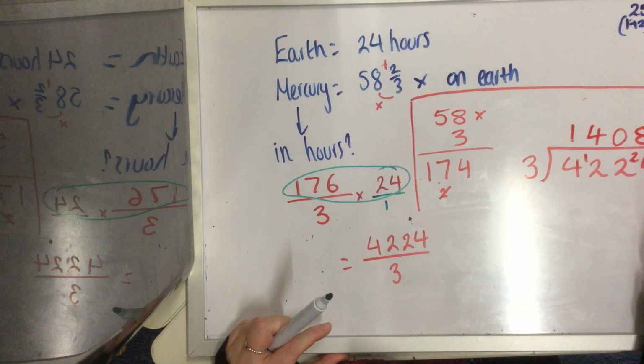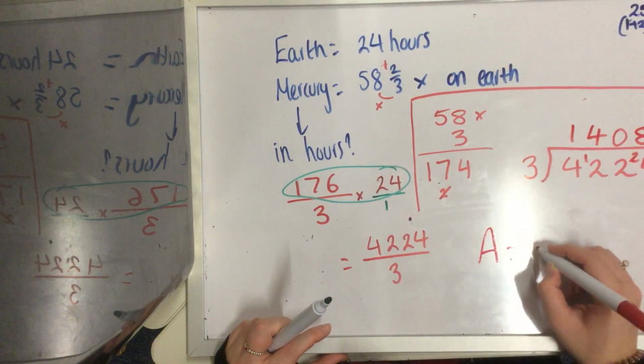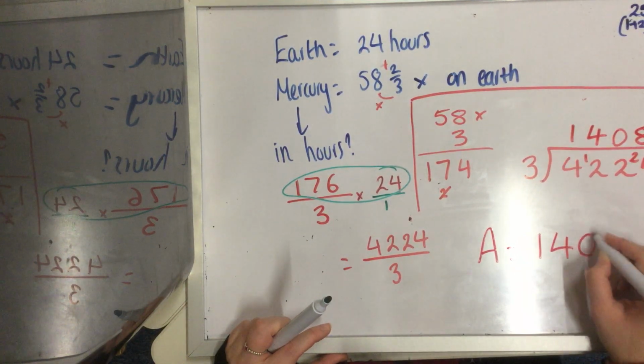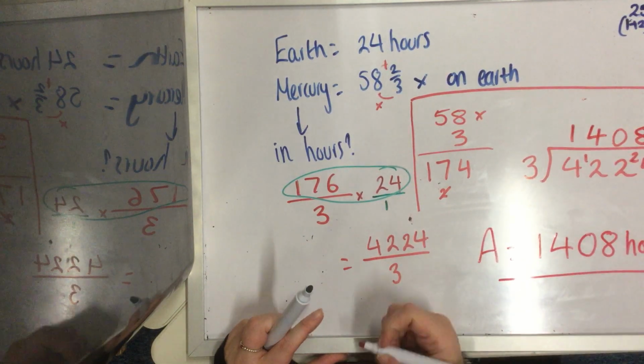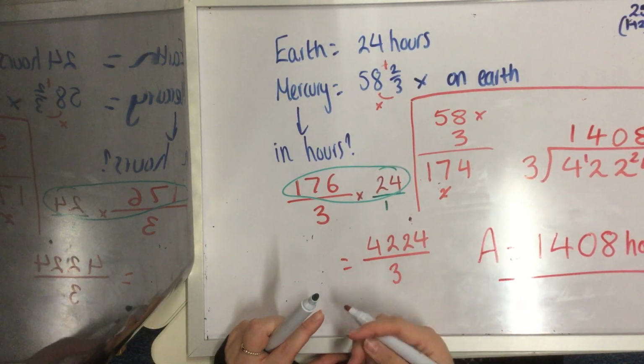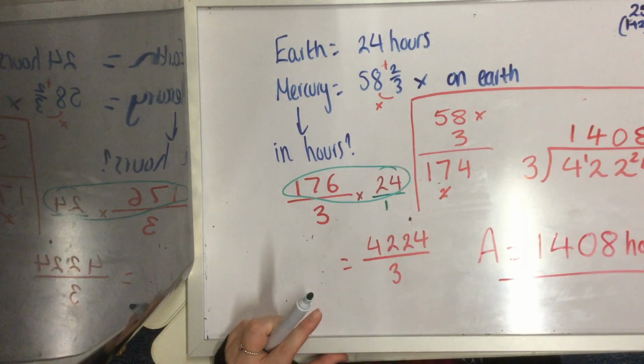So I'm actually going to end up with a final answer being, so I'm going to write A over here, so A equals 1,408 hours. And that would be the final answer to this problem. So you might want to pause, go back and watch this again, but this is the method of how you'd work out question number 1.